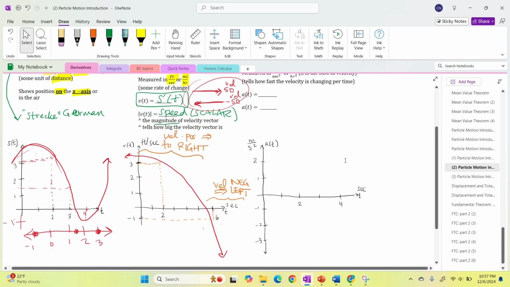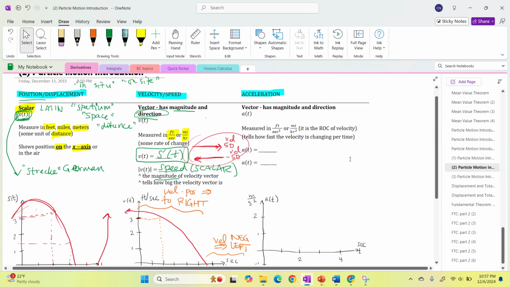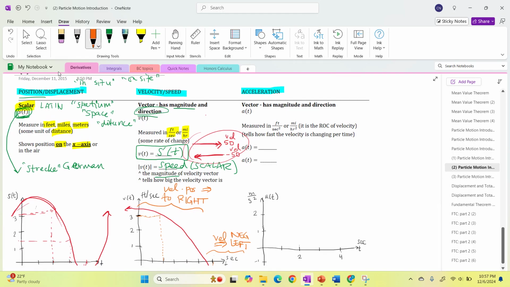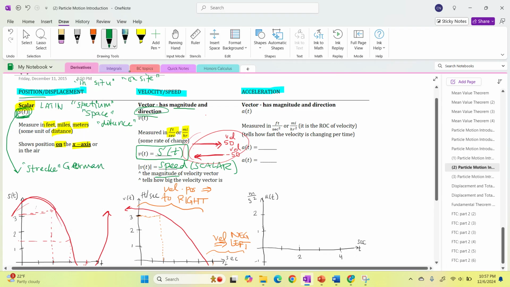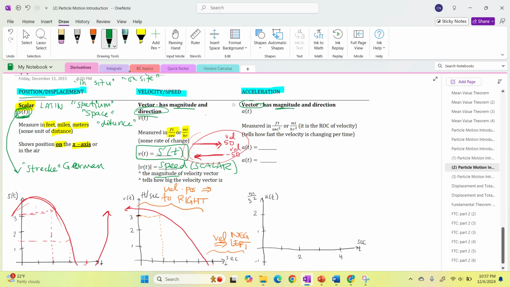Let's talk about an acceleration graph. We are going to revisit a velocity graph in just a minute here. All right, acceleration. What's the deal with that? Acceleration is a vector, just like velocity. So there's magnitude, which is like the number, and the direction. It tells you left, right, up, and down. We write A of t to represent it. The units here, feet per second squared, miles per hour squared. Physics people, you typically do meters per second squared. It tells you how fast the velocity is changing per time.